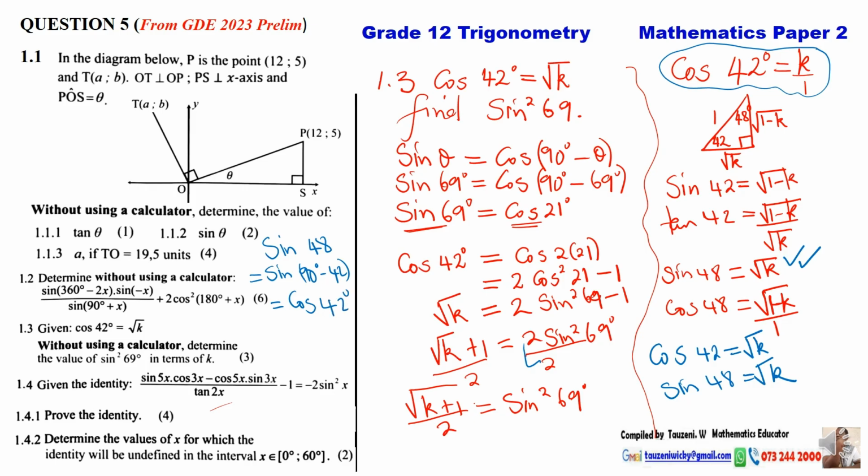That is why the cos of 42 degrees and the sine of 48 degrees are equivalent to each other. It's because of co-functions. So I've said a lot. Number 1.3, I know it's for 3 marks, but in this case, I'm just using the same question.